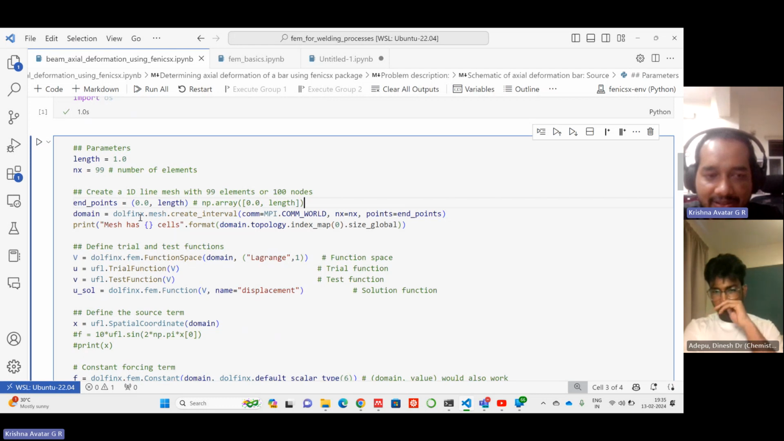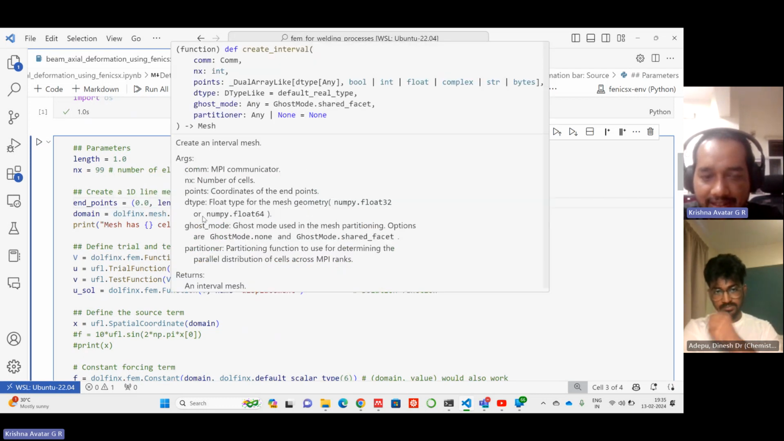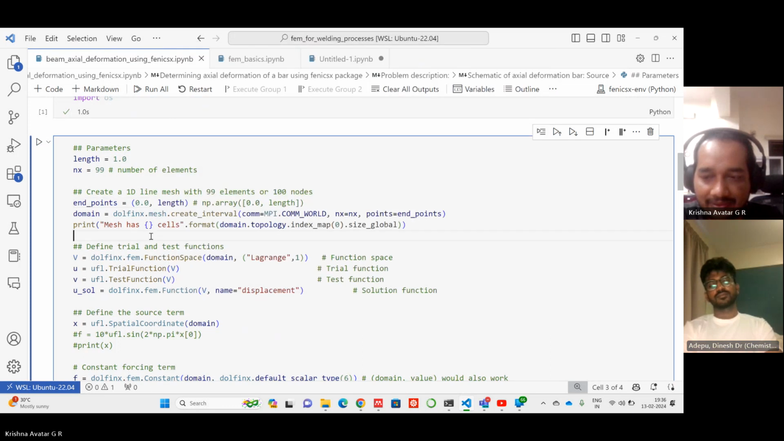Now we created the domain, which is dolfinx.mesh.create_interval. Here we pass the MPI communicator, the argument for the number of elements, and the endpoints. Then it will construct a mesh with 100 nodes and 99 elements. I'm just printing the mesh, asking how many cells it has, and it says it has 99 cells.